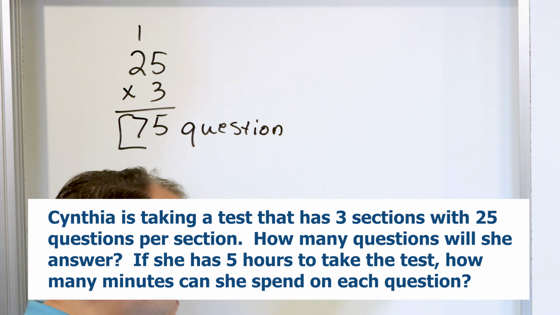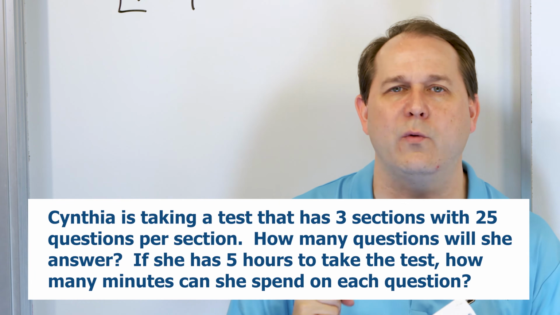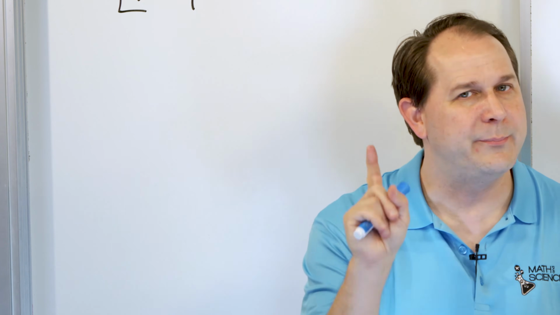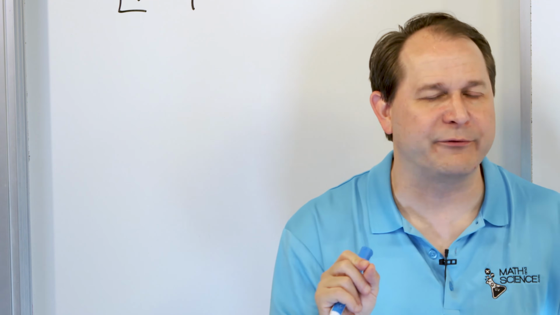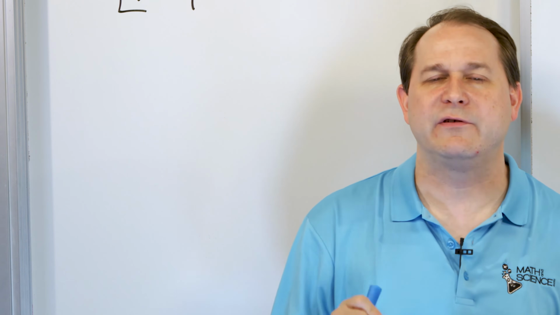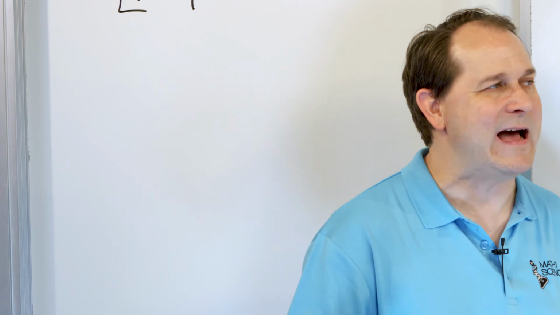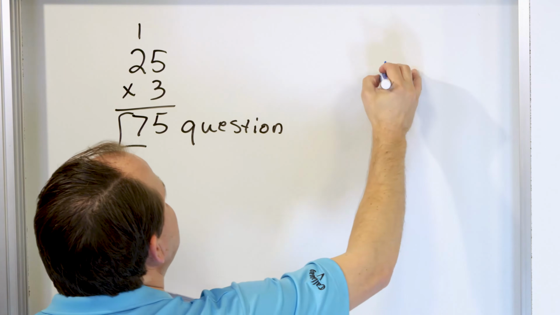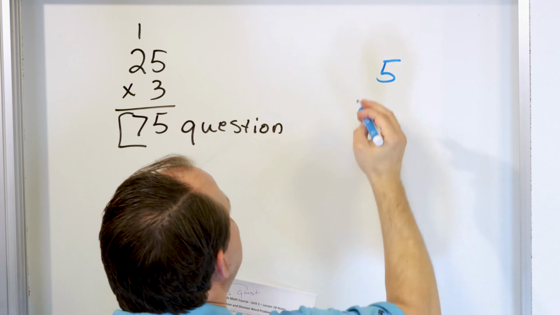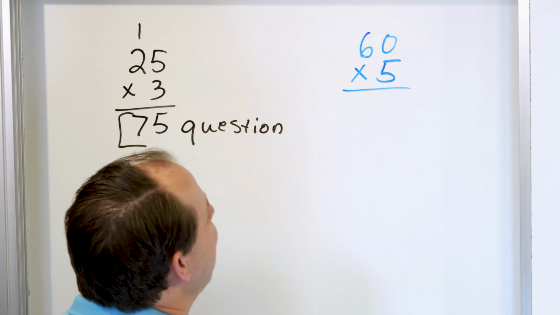Now the next thing says, if she has 5 hours to take the test, how many minutes can she spend on each question? Notice it tells you there's 5 hours that she's spending on the test, but they don't ask you how many hours per question, they ask you how many minutes per question. So the first thing we have to do is figure out, if we have 5 hours of time, how many minutes is that? We know that there's 60 minutes in every hour. So 60 times 5, that's how many minutes we're going to have.